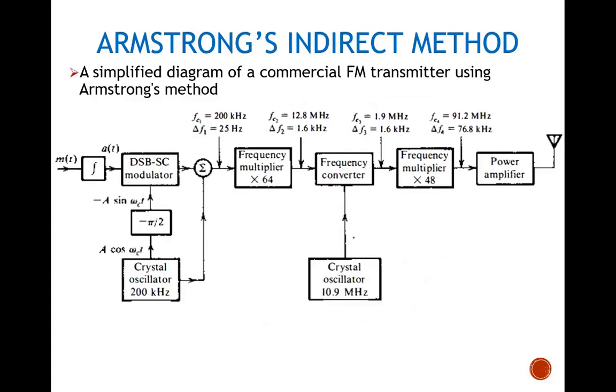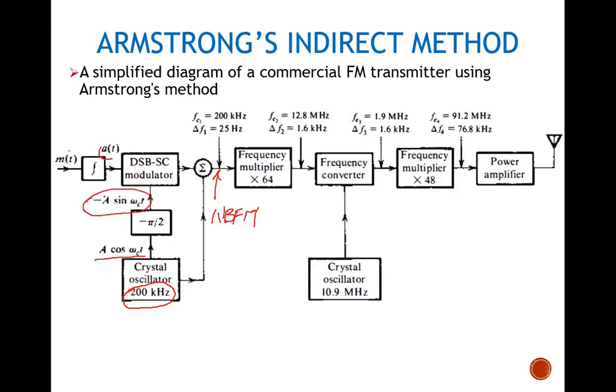This Armstrong transmitter indirect method is shown in this block diagram. If we start from the left, we have m(t), we take the integral of m(t), so we get a(t). This integral is used in a double sideband suppressed carrier modulator to generate a narrowband FM signal. At this point, we have a narrowband FM signal where we have a local oscillator, a crystal oscillator of 200 kilohertz. The output is a cosine wave. We shift the phase of this and we get an output of minus A sine omega_c t.